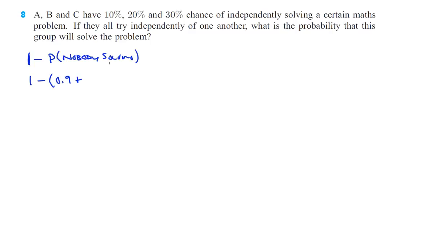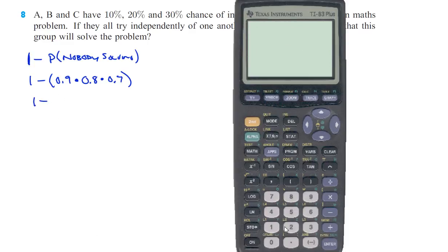And then we multiply, not add, the probability of the first person and the second person not solving it. The second person is 20%, so the complement of that is 0.8, okay? And then multiply that by the probability of the third person not solving it. If they solve it 30% of the time, that means the other 70% of the time they don't solve it. So we'll do 1 minus whatever that is. We get 0.9 times 0.8 times 0.7, which gives us 0.504.